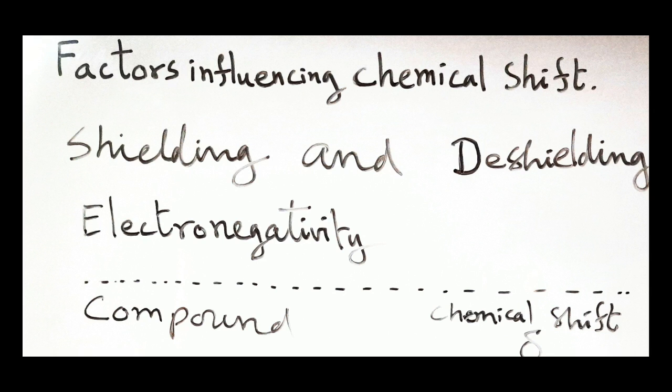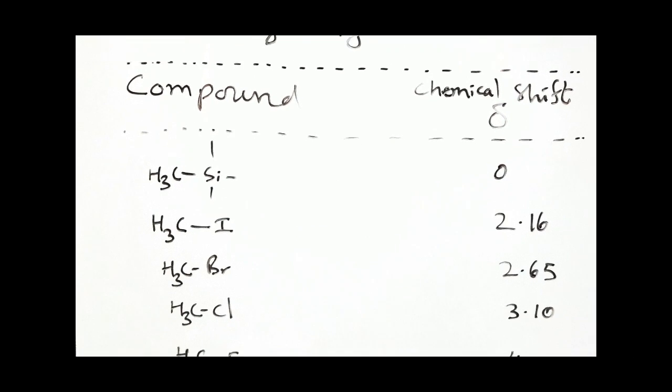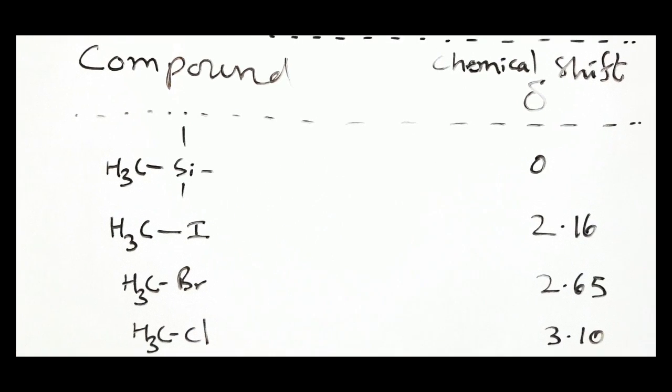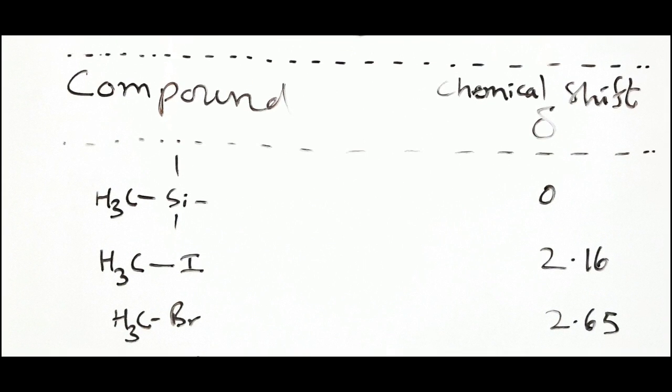First, let us see how the electronegativity of the substituent affects the chemical shift value. For this, I have a tabular column. In the tabular column, we have the compound and we have the chemical shift value delta. So first compound is tetramethylsilane. Silicon is electropositive. Anyhow, since we are deriving the chemical shift value in relation with the frequency of absorption of the 12 protons in tetramethylsilane, it is assumed as 0.